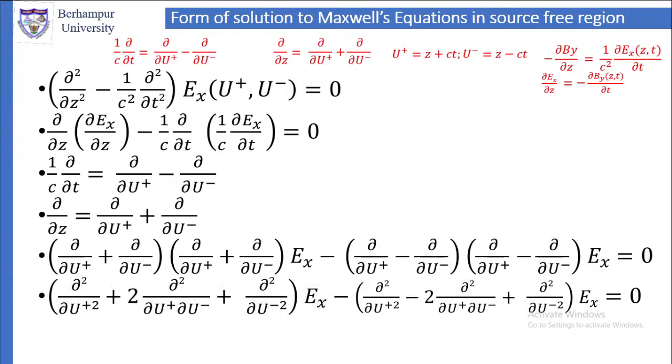Now (x plus y) into (x plus y) is equal to x² plus y² plus 2xy. So x² will be ∂²/∂u+², then plus 2 ∂²/∂u+∂u−, plus ∂²/∂u−². So these three are from the first term, operating on Ex. Then minus, this is of the (x minus y) into (x minus y) form. So x² will be ∂²/∂u+², then plus y², which is the last term, ∂²/∂u−². Then in the middle term we will have minus 2xy, so that will be minus 2 ∂²/∂u+∂u−.